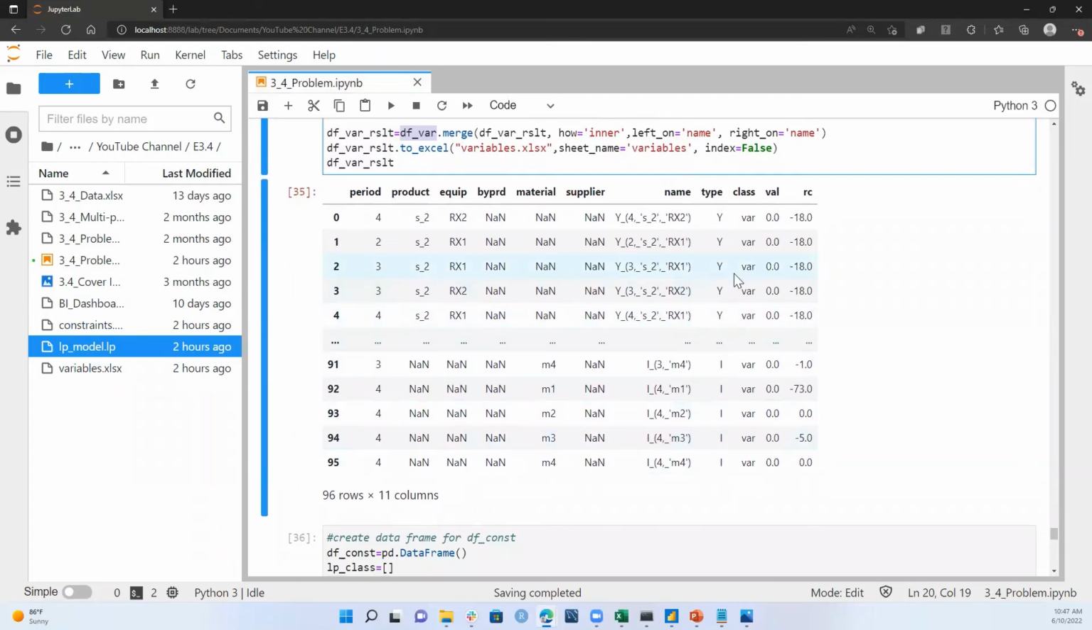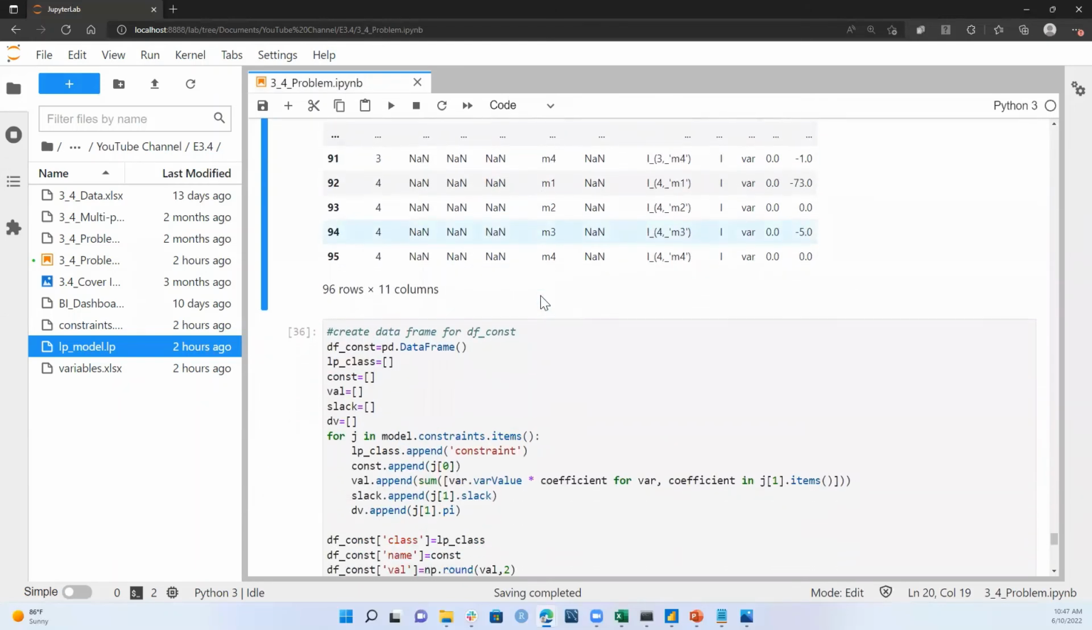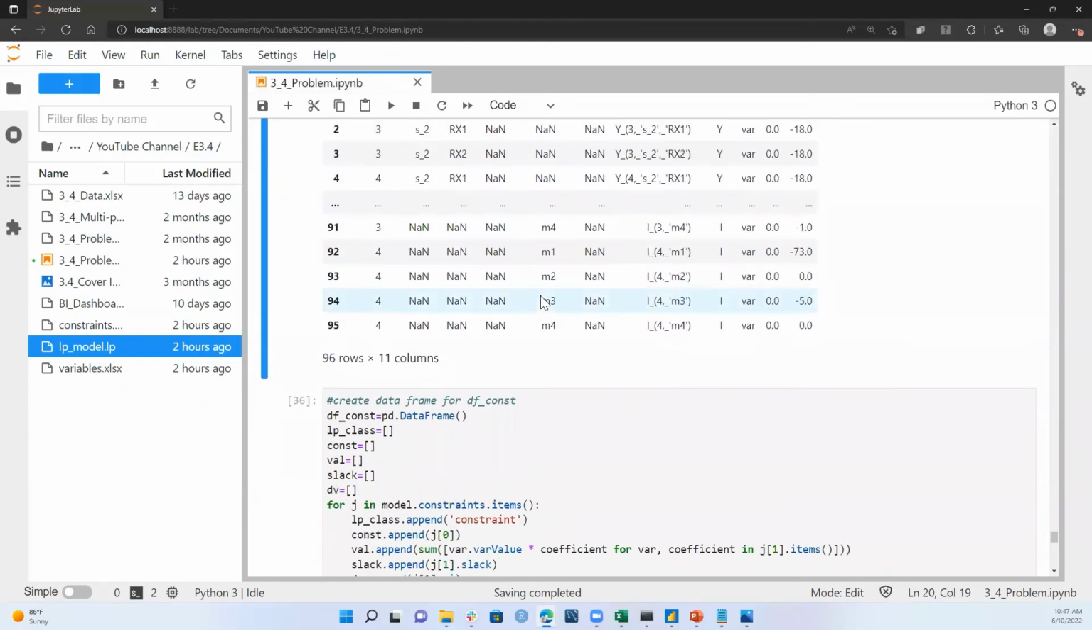And so as you can imagine, as I mentioned earlier, 96 rows, trying to go through this and make sense of all of the decision variable values is going to be somewhat difficult. So that's why we create this, because we're going to move on at the end of this code review to a business insights dashboard in Power BI and look at some of the results there.